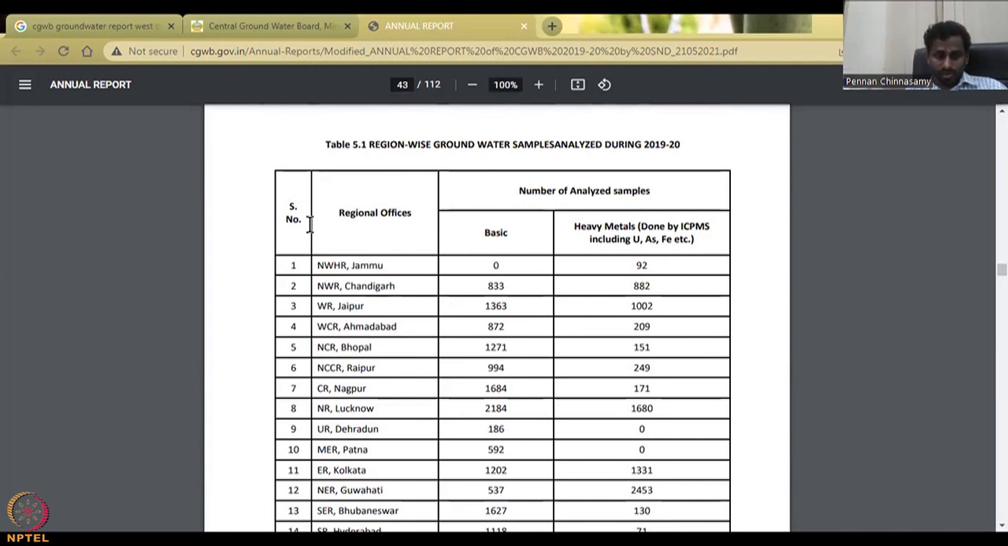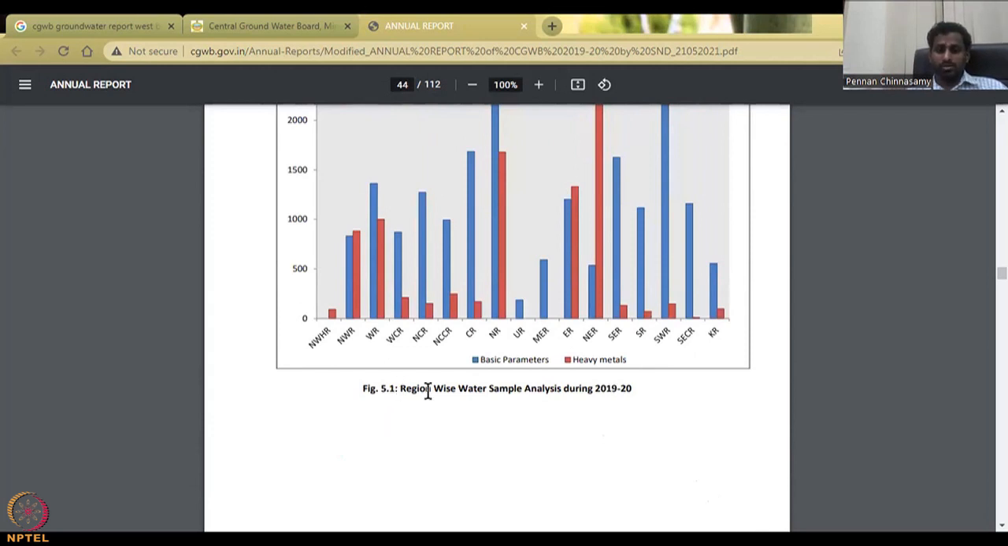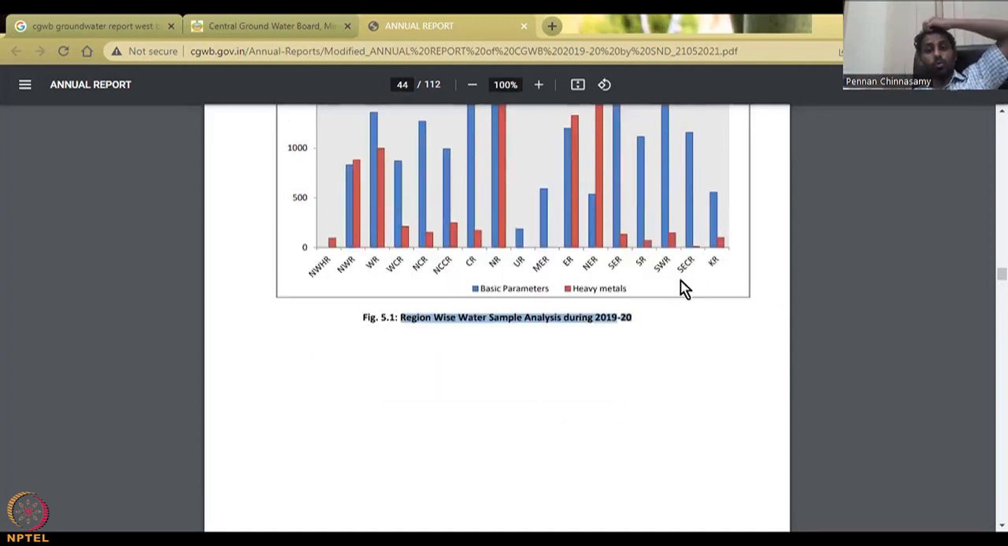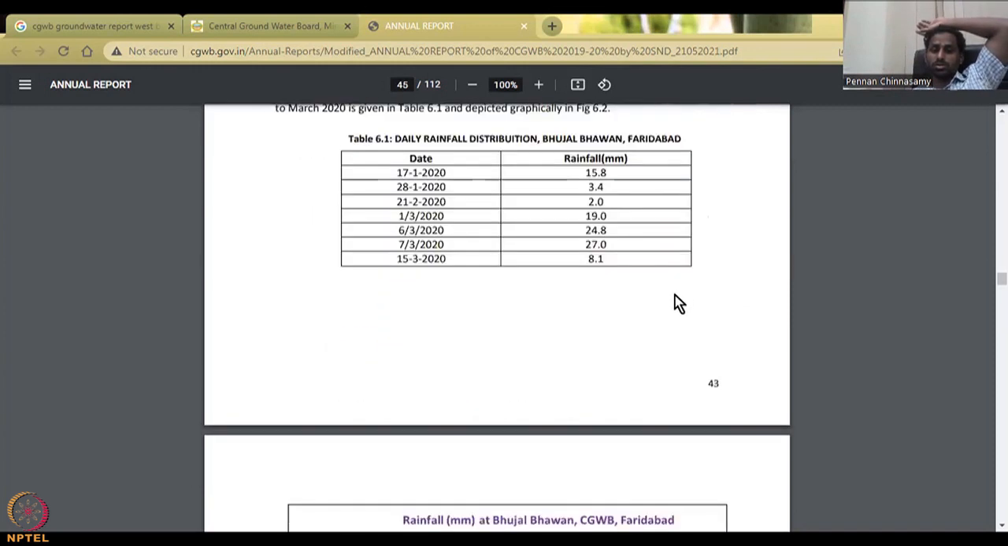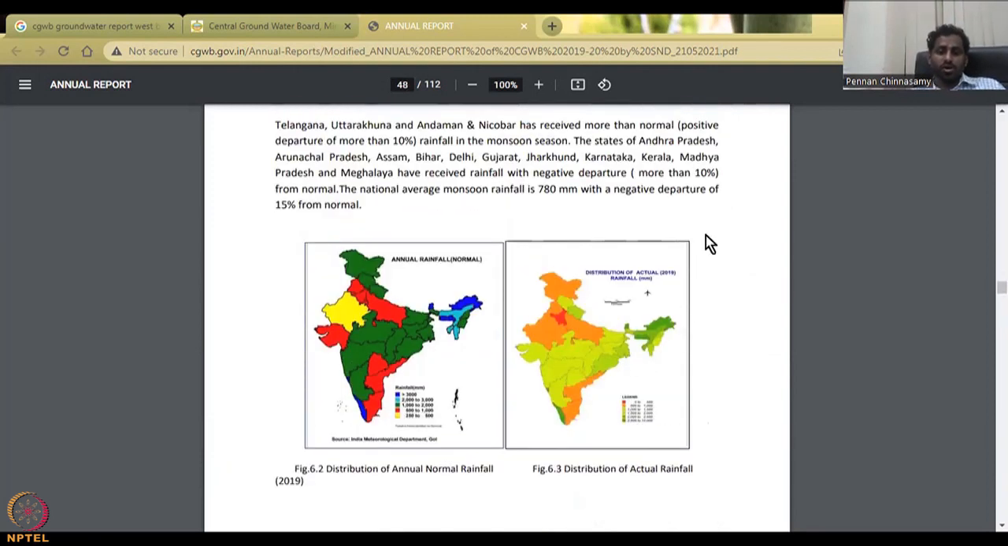And then they also talk about the water quality analyzed, and how many samples have heavy metals, those kinds of things. Now we get into the data, region-wise water sample analysis. So here they break India into regions: central region, northern region, southern region, southeast region, those kinds of things. And what is included in each region is already given on the top in the book. Okay, so some more data is collected on evapotranspiration, rainfall. You can see annual rainfall is there.